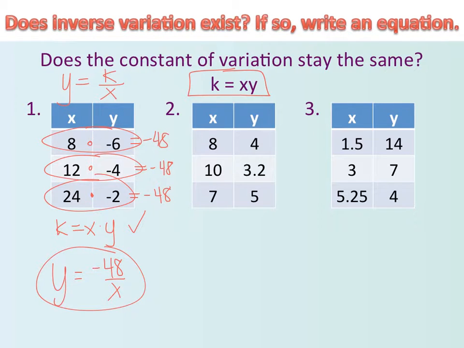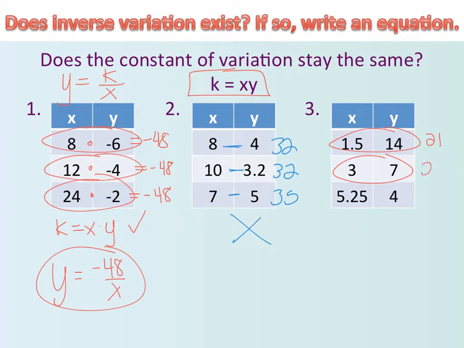The second group, again, we're going to just multiply each pair here. So 8 times 4 is 32, 10 times 3.2 is 32, 7 times 5 is 35. So this one does not have inverse variation because you've got those different values, so we cannot write an equation, we're just done. And then your last one, we have 1.5 times 14, and that's going to give us 21.